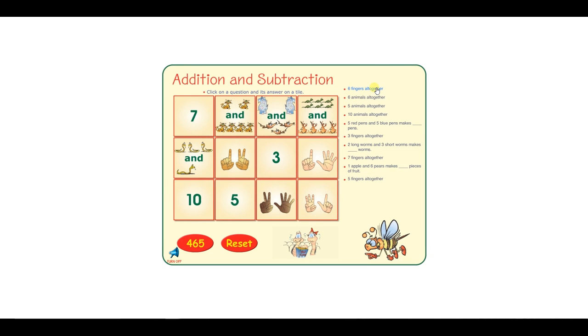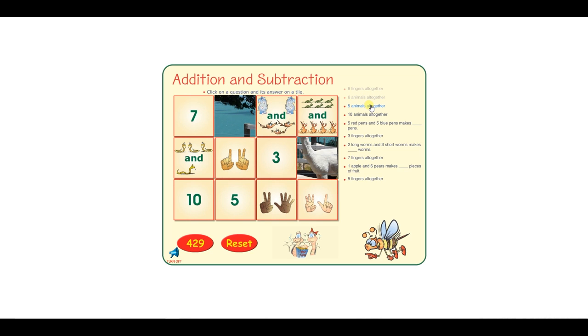So we've got 6 fingers altogether, and they would look and they'd find a tile that will have six fingers altogether. So students will have to count 1, 2, 3, 4, 5, 6. Yep. Then we'll go to the next one. 6 animals altogether. So we're going to have to count again. So we need to look for animals because that's what the question's asking for. So we found a lot of animals here. So 1, 2, 3, 4, 5, 6.